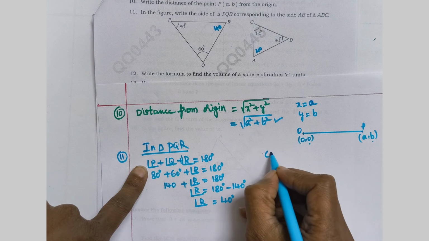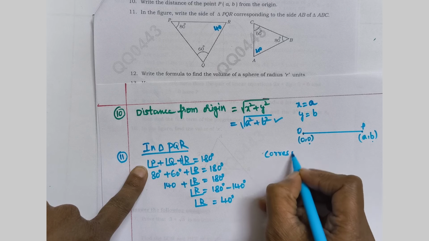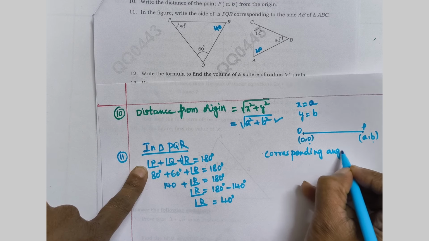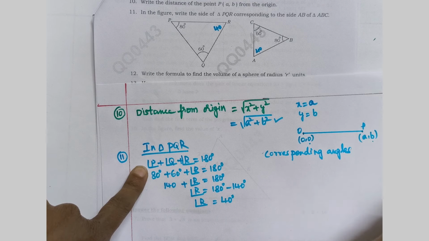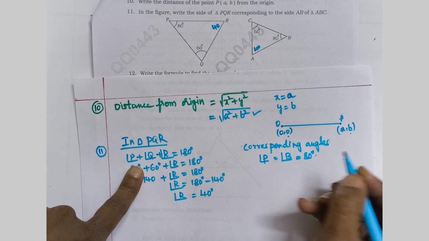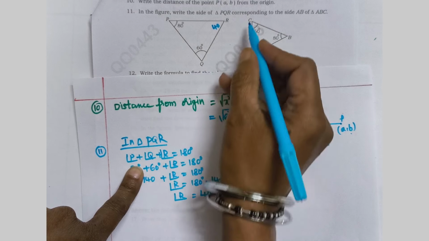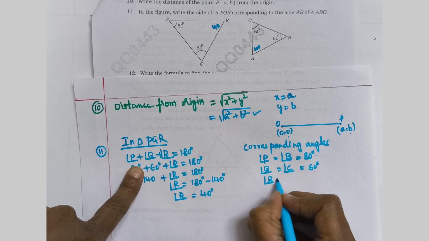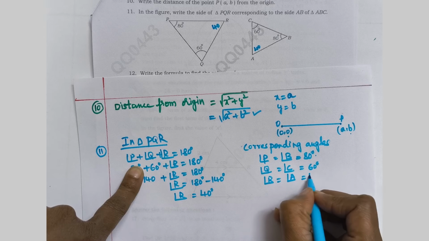So first we will write the corresponding angles. We will see and we will write. See here, P corresponds to B. So angle P is equal to angle B, which is 80 degrees. Next, angle Q is equal to angle C, which is 60 degrees. Next, angle R is equal to angle A, which is 40 degrees.